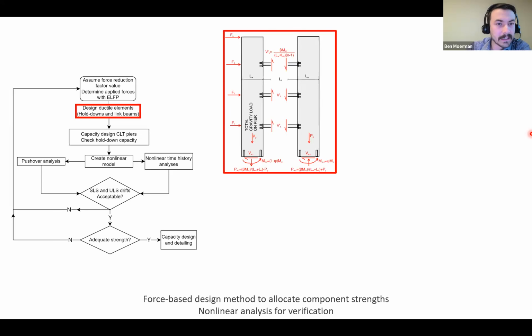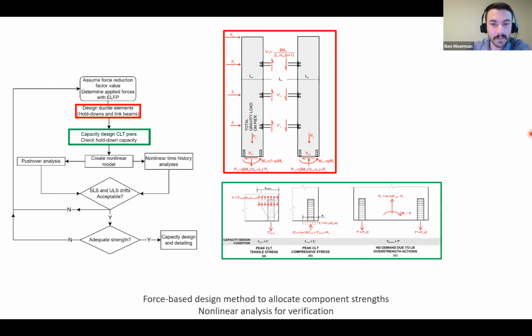So the basic steps in this: we're going to assume a force reduction factor, and then we're going to check it. So we assume our factor, we design our ductile elements, basically just following the same procedure they use for reinforced concrete coupled walls. Then we're going to do some capacity design on the CLT wall piers. We'll check our hold down capacity and that local block tear out or crushing isn't going to govern us.